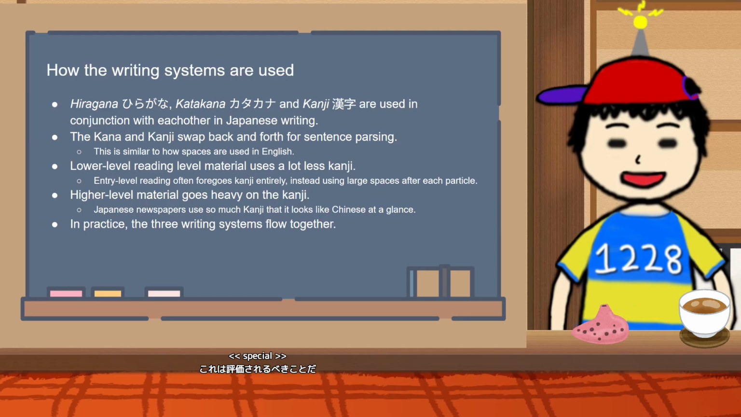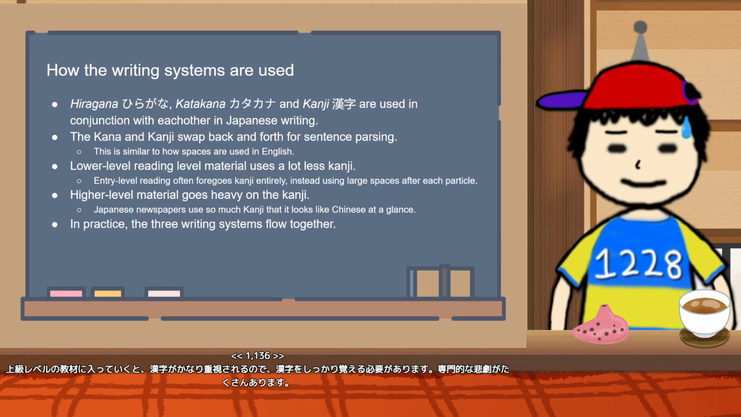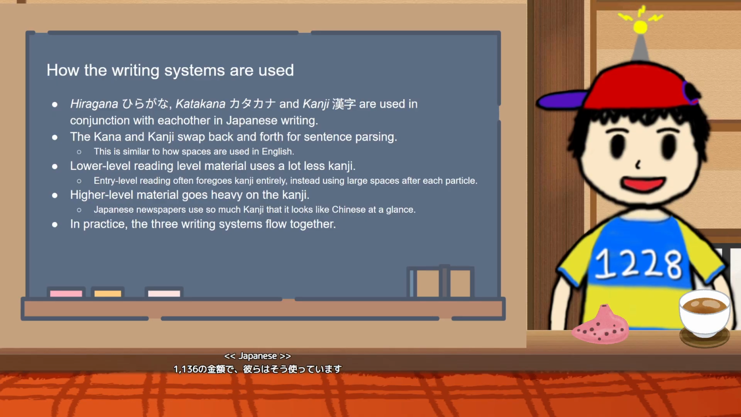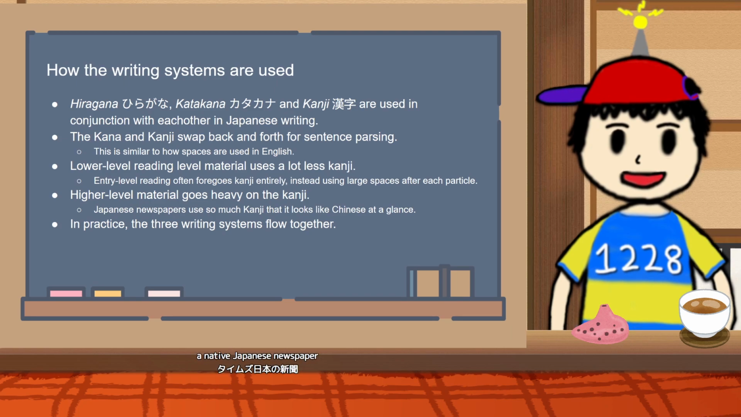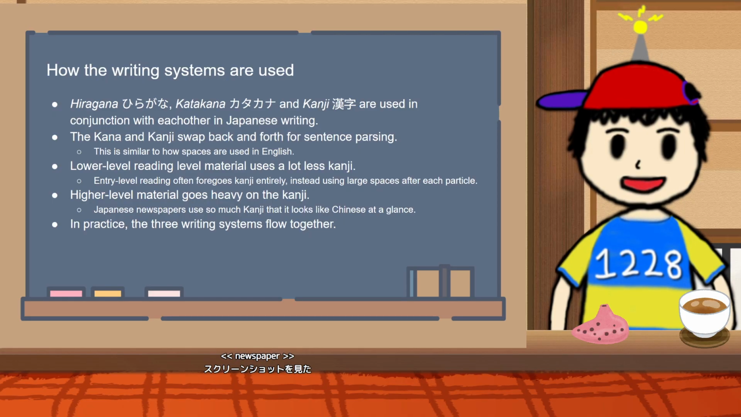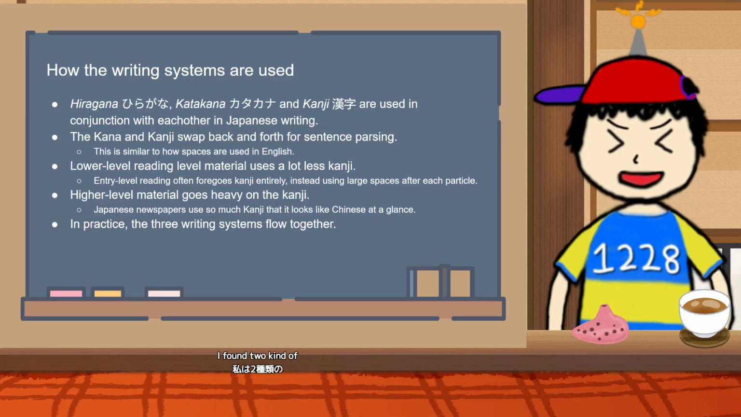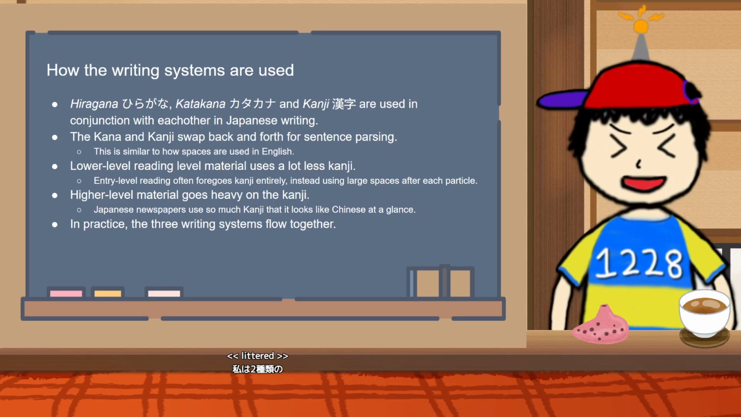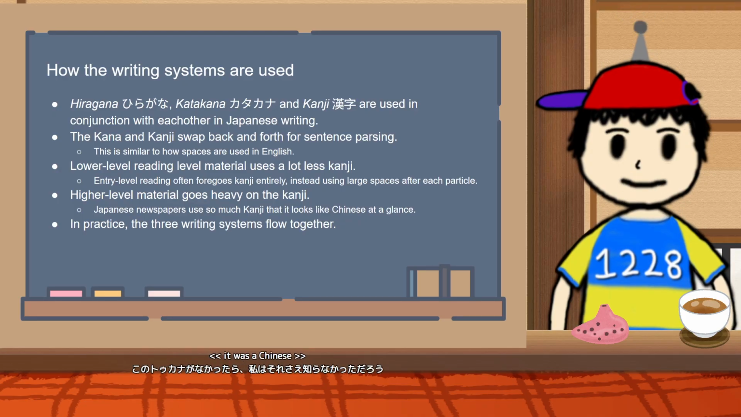There's a lot of specialized kanji that aren't part of that 2,136 amount. And it is like, bleh. They use so much kanji sometimes. Japanese newspapers are the final boss. A native Japanese newspaper, like the front page, might as well be a Chinese newspaper. I saw a screenshot of the front page of a Japanese newspaper, and I looked for any kana on it. I found 2 kana. 2. On the whole front page. And it was littered. Like, you couldn't fit more text if you tried. It was insane. If it weren't for those 2 kana, I wouldn't even know that it was a Japanese paper. I thought it was a Chinese paper.